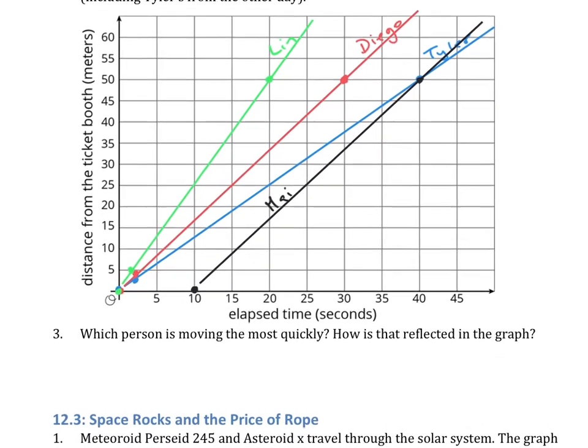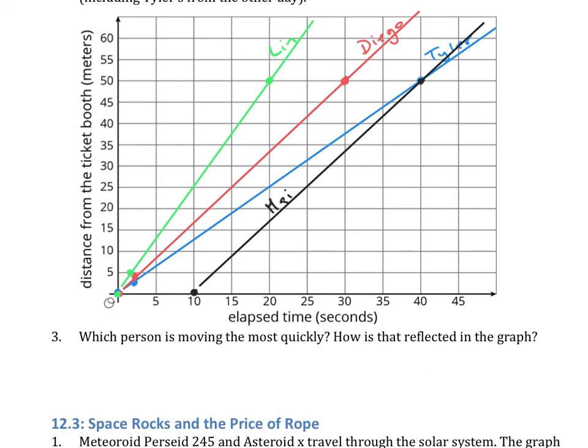So if you were to look at the constants of proportionality for each of those three people, notice that Lynn's constant of proportionality is the biggest. So that means Lynn moved the quickest. So when it says number 3, which person is moving the most quickly, we would say Lynn moved the quickest. And there's a couple of ways you can look at this. All right, we could see the constant of proportionality is higher.